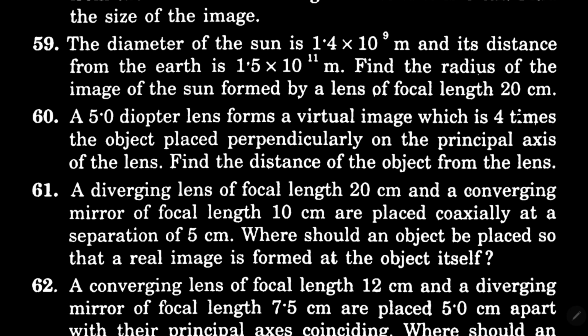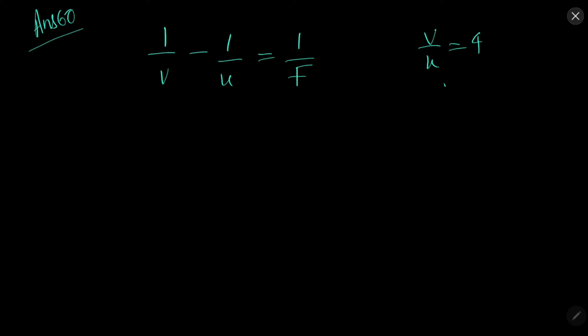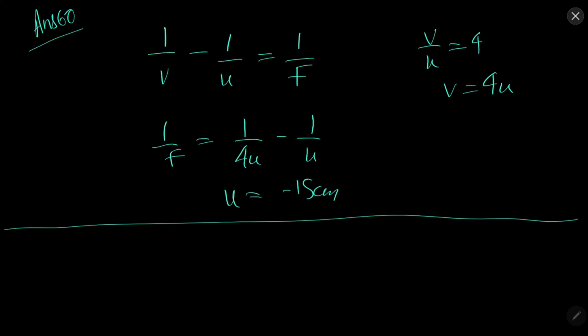Question 60. Find the distance of the object from the lens in this situation. Solution 60. So 1/v minus 1/u equals 1/f. v/u equals 4, so v equals 4u. So 1/f equals 1/(4u) minus 1/u. So u will come out to be minus 15 centimeters.